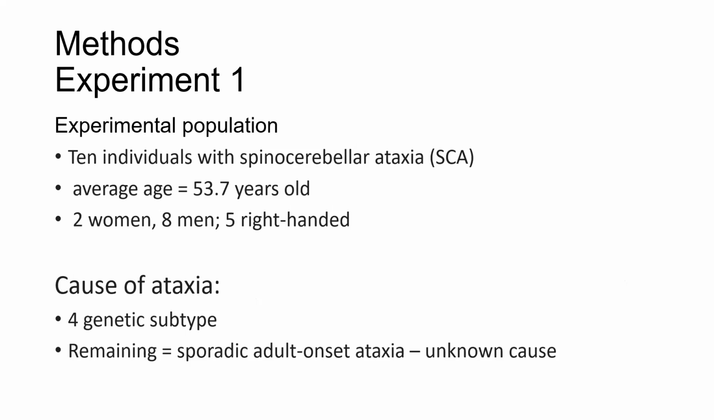And methods for experiment 1, starting us off, the experimental population consisted of 10 people with SCA with an average age of about 53. The group was comprised of 2 women, 8 men, 5 right-handed, and the cause of ataxia was twofold. 4 people had a genetic mutation leading to the disease. The other participants had what is known as sporadic adult onset ataxia with an unknown cause.